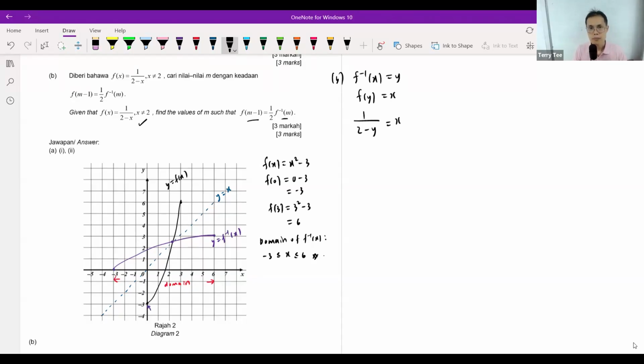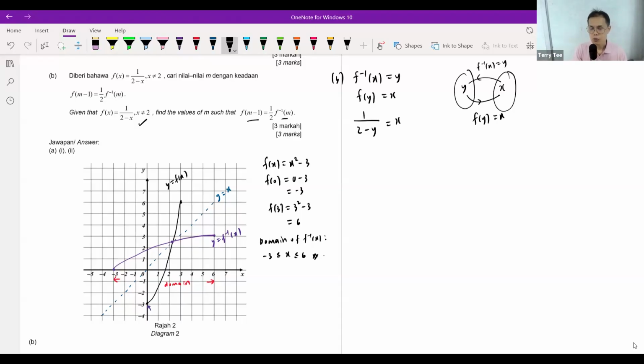We are supposed to make y the subject. And I hope you know how to interchange this. Those who are not sure: when you start with x and go inverse, we switch x and y. When we move forward, your y maps onto x. When you go backwards, your x maps onto y. That's why we can switch this.